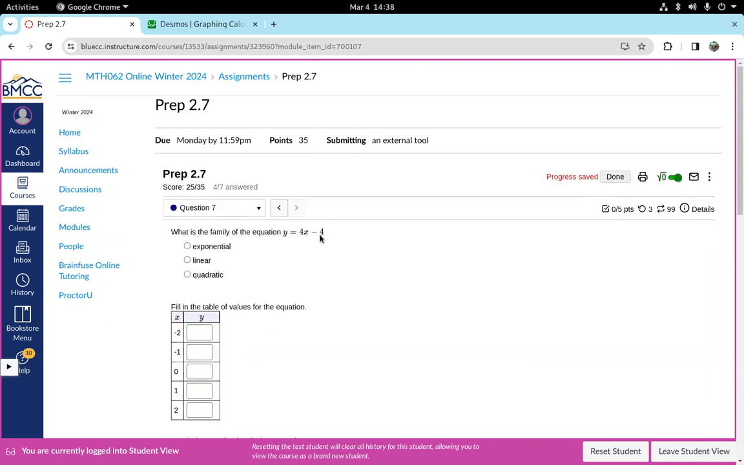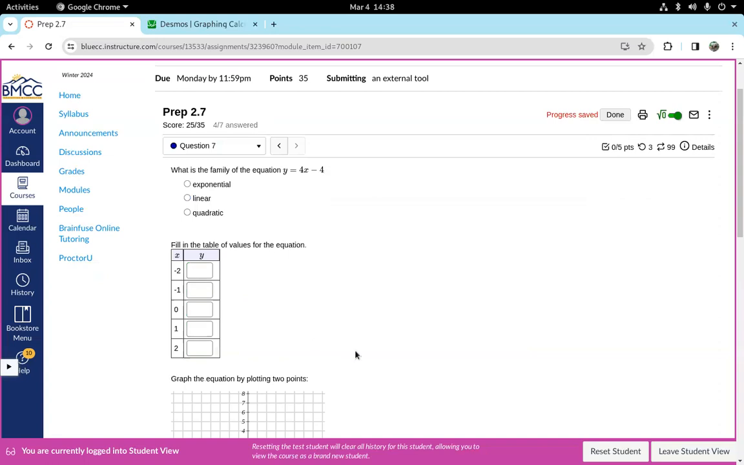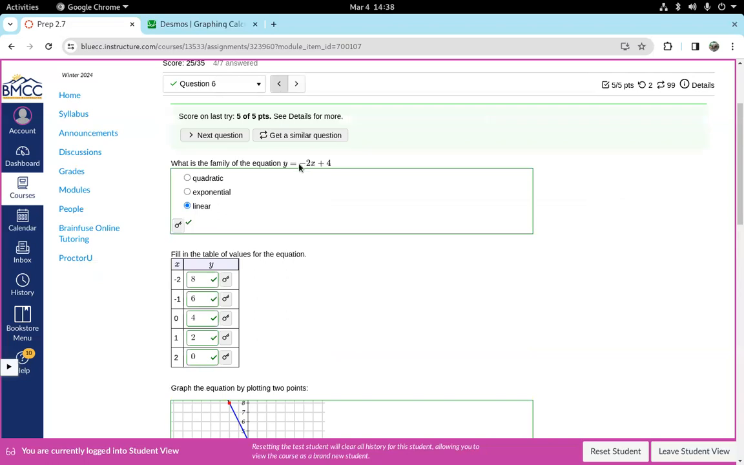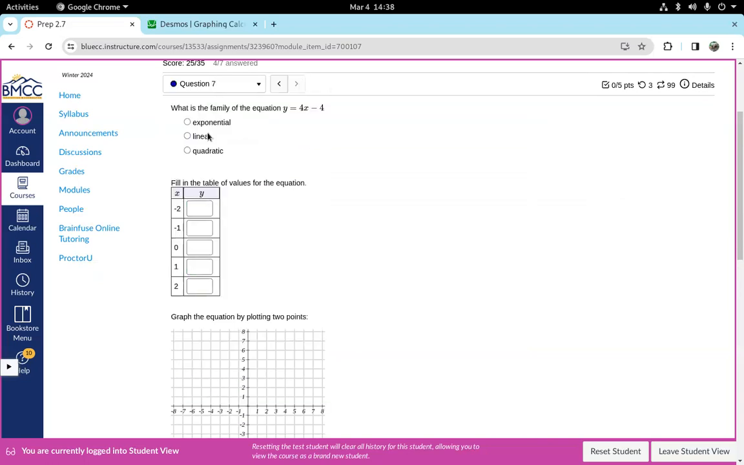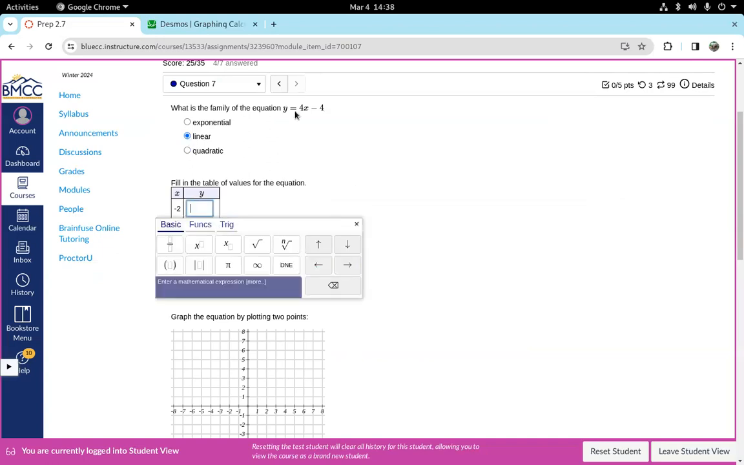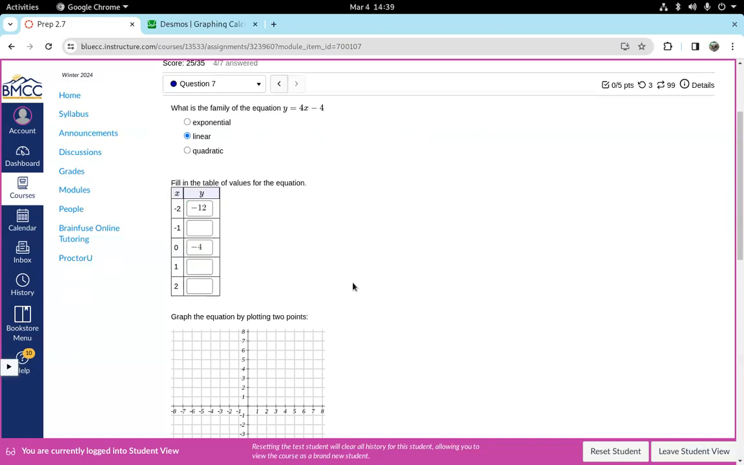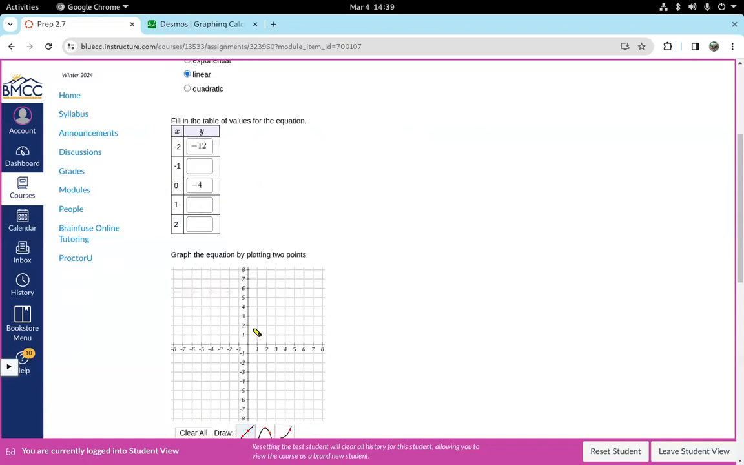So same thing as before, we're going to plug in each x value in here one at a time, calculate the y's, and then we're going to try and plot them. So this looks kind of like the other equation. It's in y equals some number times x plus some other number. So I'm going to guess it's linear. I'm going to plug in, let's see, 4 times negative 2 is negative 8. Negative 8 minus 4 is negative 12. I really should check this on the calculator. 0 is a nice number to plug in. 0 minus 4 is minus 4.